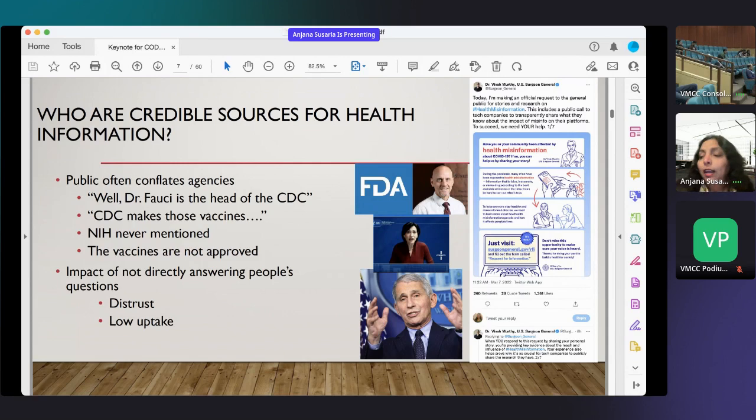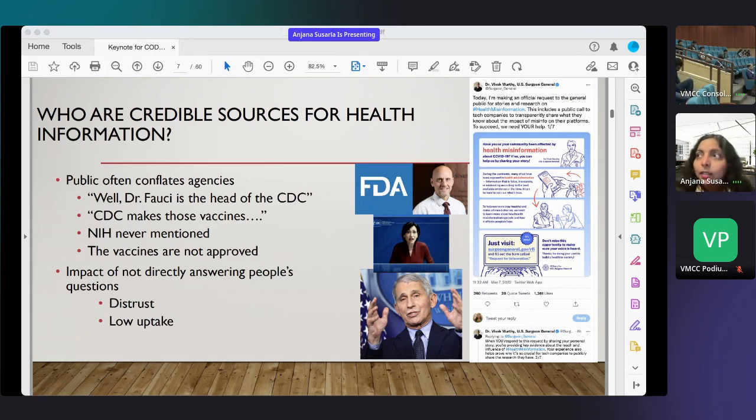So Dr. Vivek Murthy, who is the Surgeon General of the United States, actually put out a call asking social media companies to be more responsible and asking the public also to be less credulous when it comes to how we engage with healthcare related information on social media. My co-author for the work I do is also on a National Academy of Medicine convened task force. And she's one of the people in that task force.